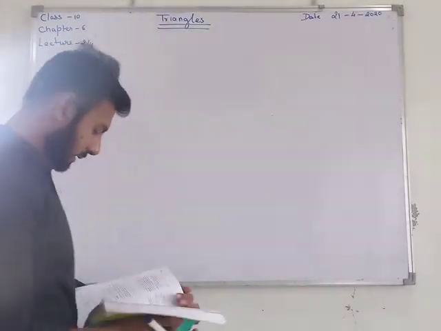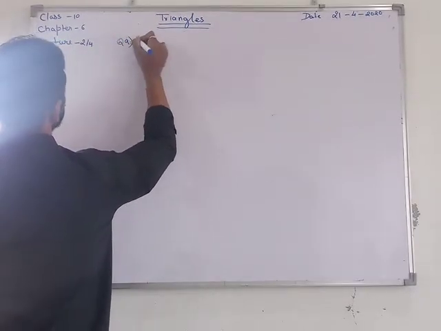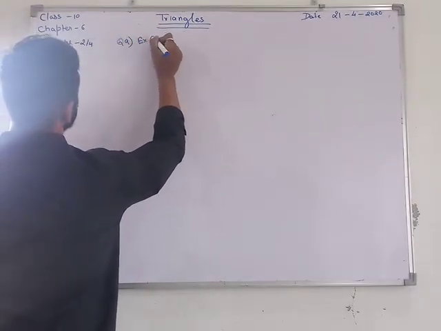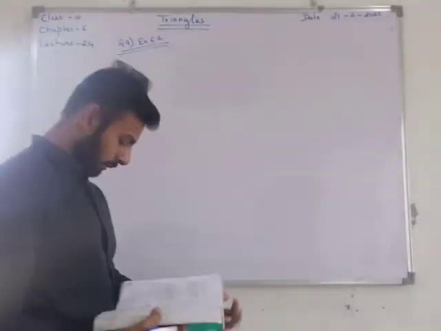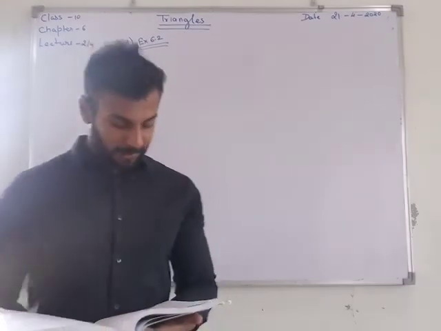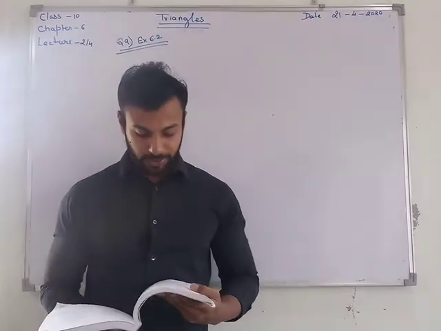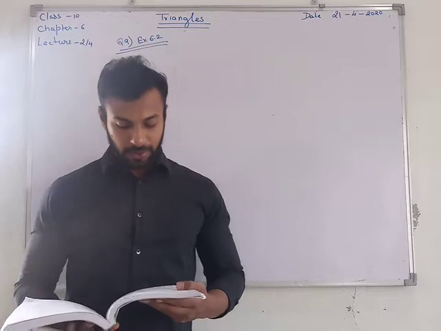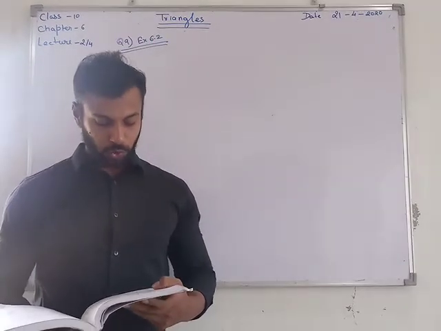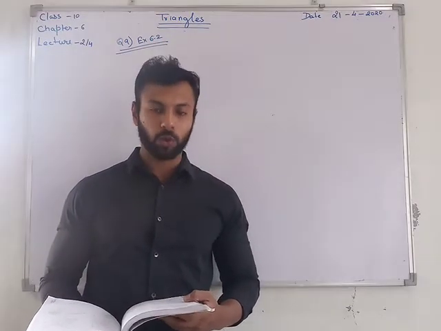Next question is question number 9 from the same exercise, exercise 6.2. Question says that ABCD is a trapezium in which AB is parallel to DC and its diagonal intersect each other at point O. Show that AO upon BO is equal to CO upon DO.